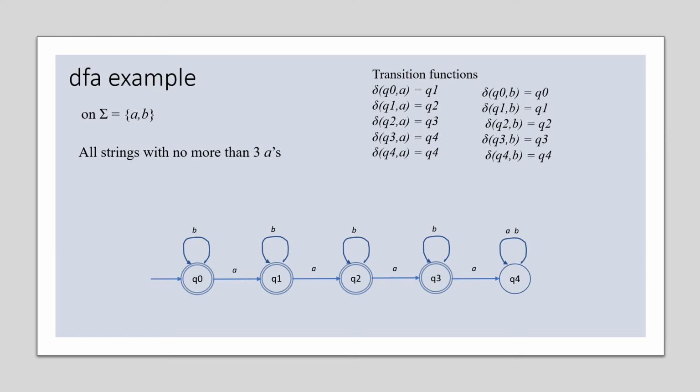It is deterministic because in a deterministic finite automaton, or DFA, you need to define a transition for everything. So for every A, for every B, we have defined what happens. So we have a transition function for every A and every B from every state.